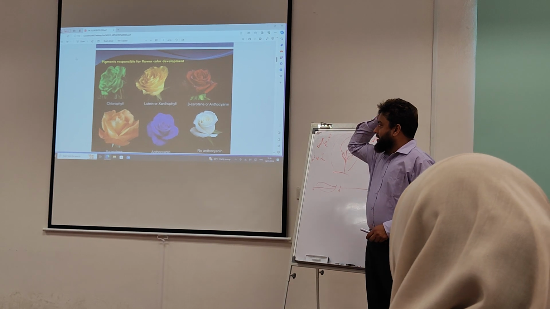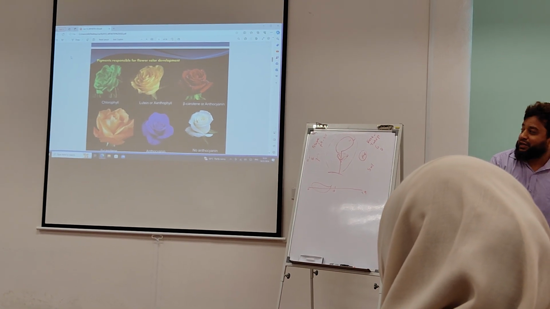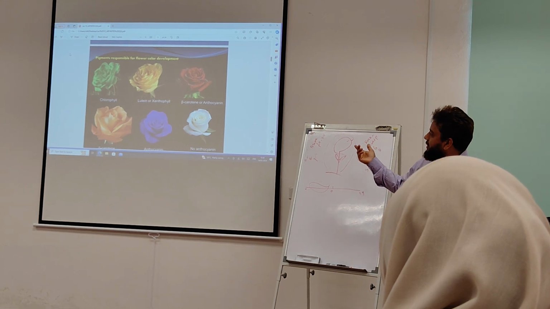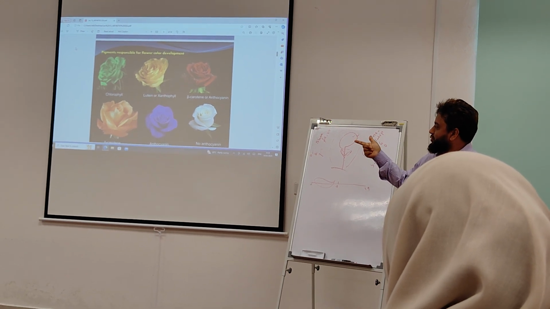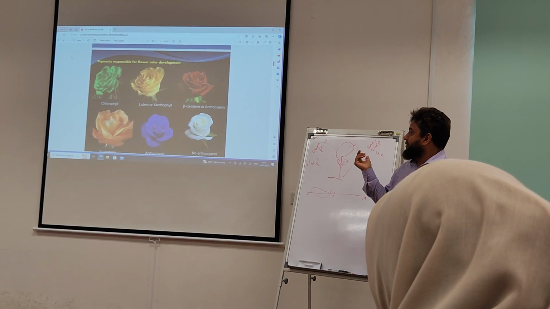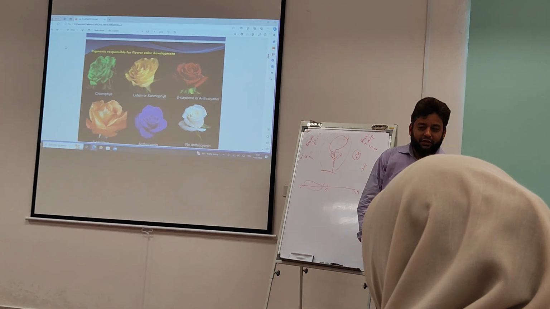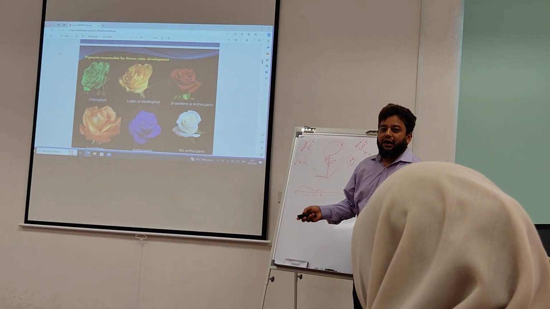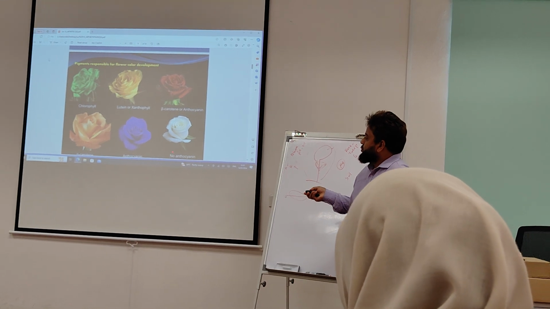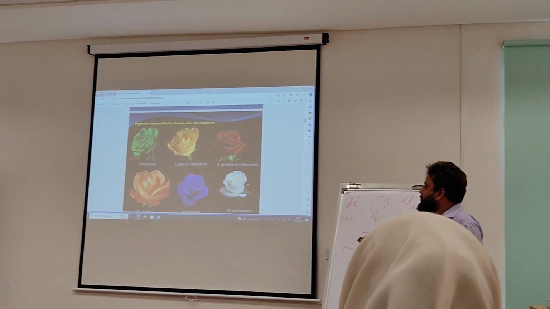Okay, so here you can see rose, green rose, right? So it means you can see some of the roses are green color. But yellow also, deep red also, and also orange and also blue red. And if in the flower petal there is no anthocyanin, then this flower will be white.